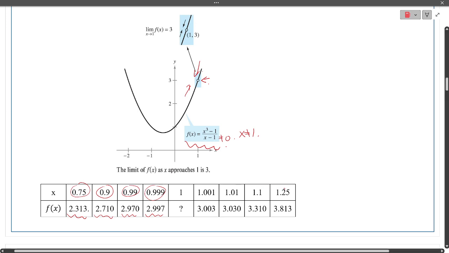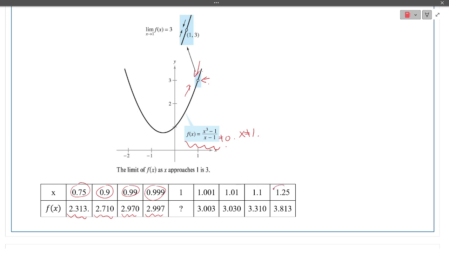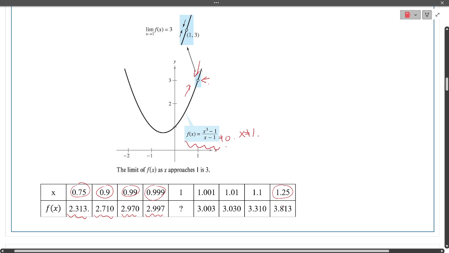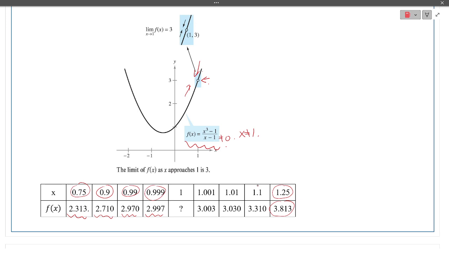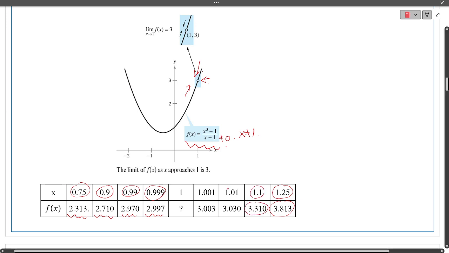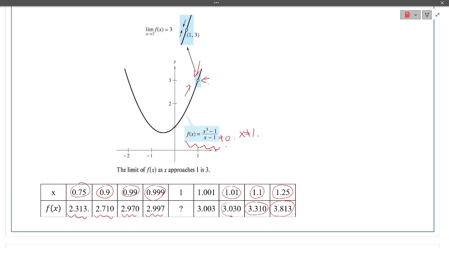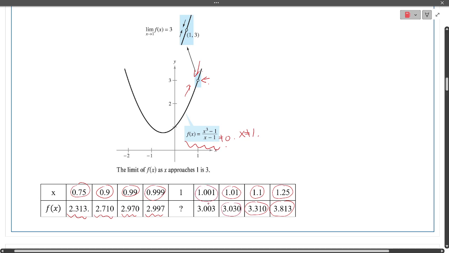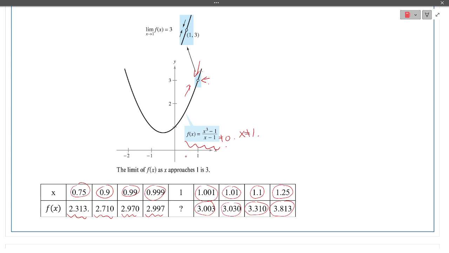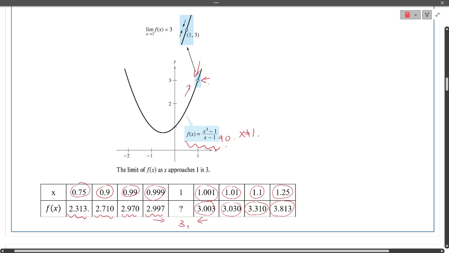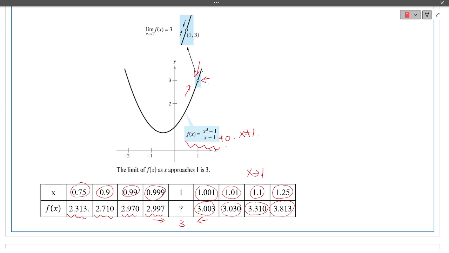And also from the other side, we can find when x is larger than 1, as it becomes 1.25, y is 3.813. And when x is 1.1, y is 3.310. And when x is 1.01, y is 3.03. And when x is 1.001, y is 3.003. So we can observe that as x approaches 1 from both directions, the value of y steadily gets close to 3. Hence, we say the limit of the function as x approaches 1 is 3.